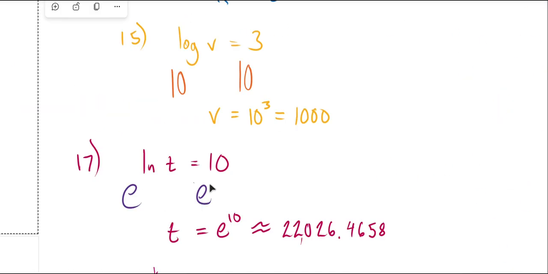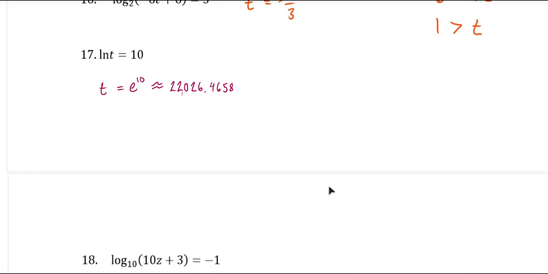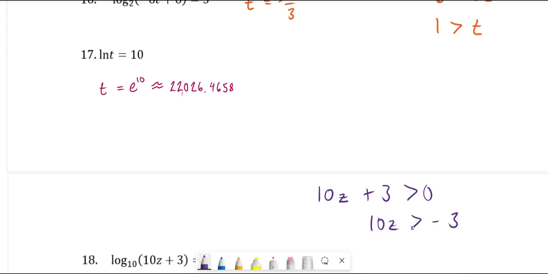Again, you can always see that change of form property as really composing both sides with an inverse operation. You're just doing the opposite operation on both sides, which is the same way that you usually solve equations. So what about number 18? We might even begin with our domain restriction. That is to say, the only valid answers will be those for which 10z plus 3 is greater than 0. Solving, we get 10z is greater than negative 3, or z is greater than negative 3/10.